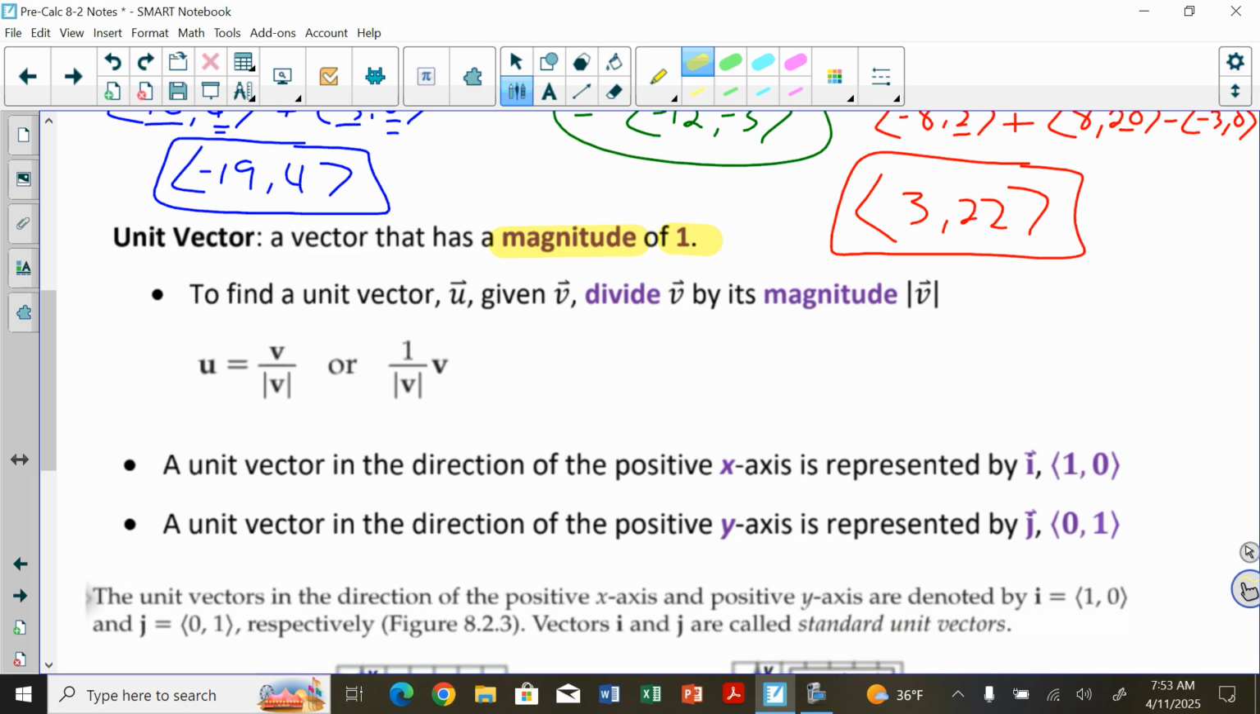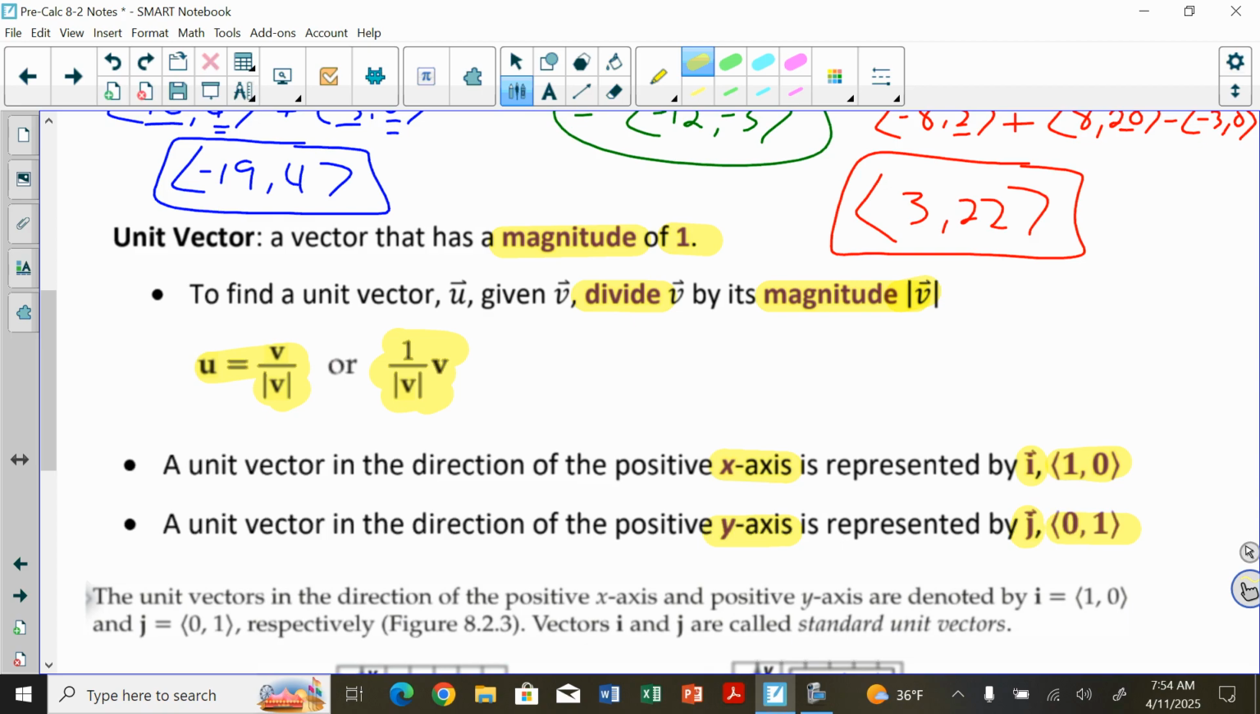And to find a unit vector, we can basically divide a vector by its magnitude, right? That's denoted by that symbol. So these two formulas kind of give it to you right here, and we'll work with those to solve it, okay? And remember, a unit vector in the direction of the positive x-axis has a magnitude of 1, and we represent it by i, which is (1, 0). A unit vector in the direction of the positive y-axis would then be (0, 1), and we represent that with a j, okay?